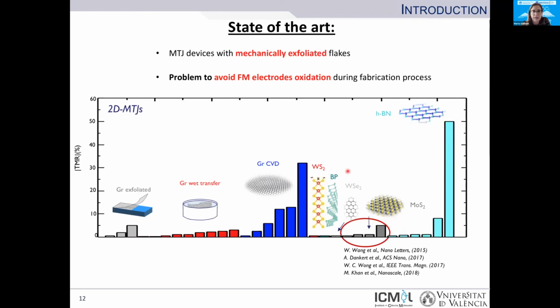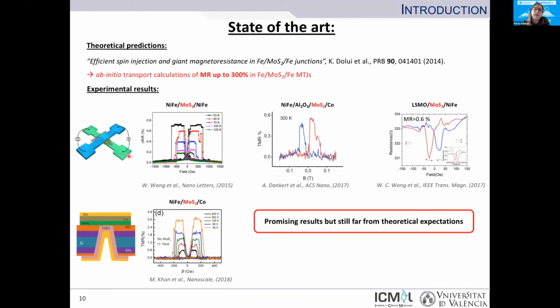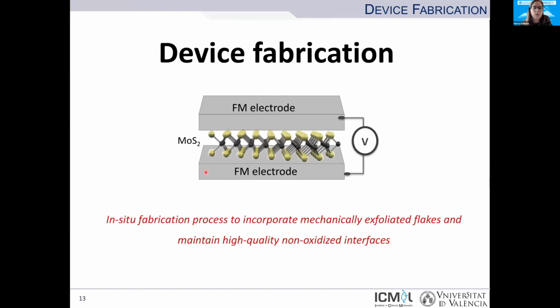And the problem is that, for example, here, what they did was to take the bottom electrode and quickly, in air, transfer the molybdenum sulfide flakes, but still the surface is oxidized, and this has a dramatic effect on the spin polarization. So what we wanted to do was to develop an in situ fabrication process in order to be able to incorporate mechanically exfoliated flakes while maintaining high quality, non-oxidized interfaces. And so once we are able to introduce one material such as molybdenum sulfide, then it's quite easy to change from one material to the other, and so explore the potential for spintronics.